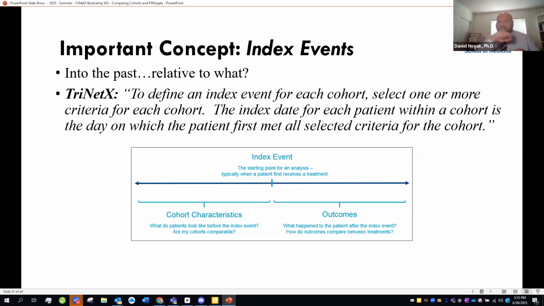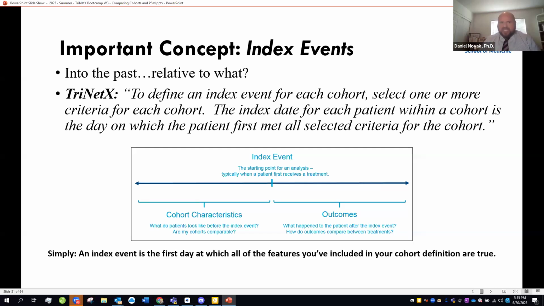Those are the little check boxes next to each component in your cohort. And the index date for each patient within a cohort is the day on which the patient first met all selected criteria for the cohort. And again, I'm just saying this in a couple of different ways because hopefully this will help explain a very amorphous concept, but put it as simply as I can.